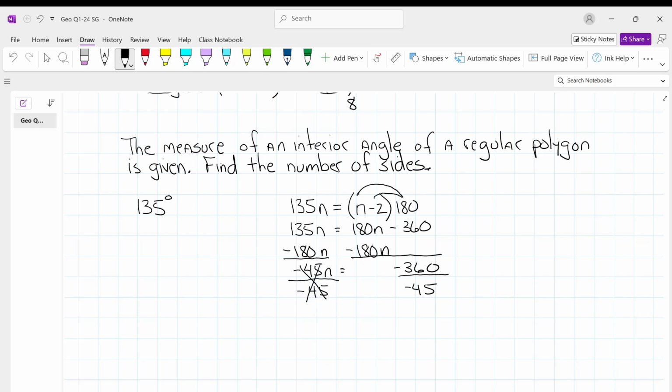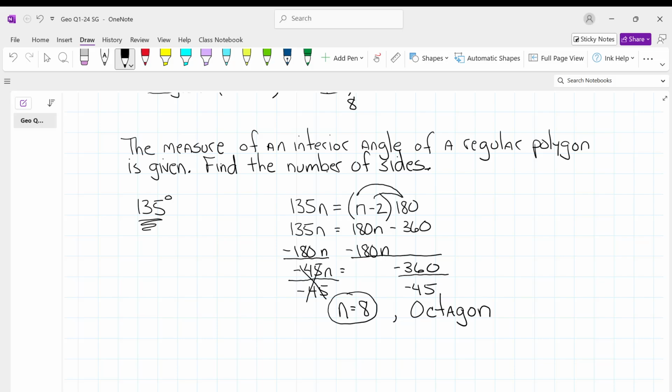These cancel, our n comes down, and our n is equal to 8. So if our n is equal to 8, that's how many sides the shape has if each interior angle is 135. If you're asked to find the shape, just use the table backwards. Okay, 8-sided shape is an octagon. Very good.